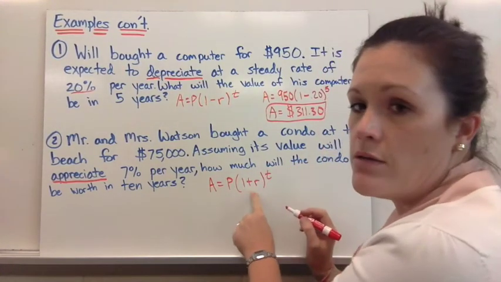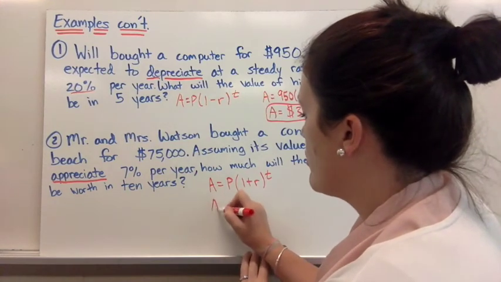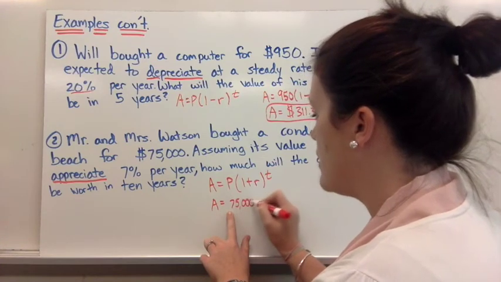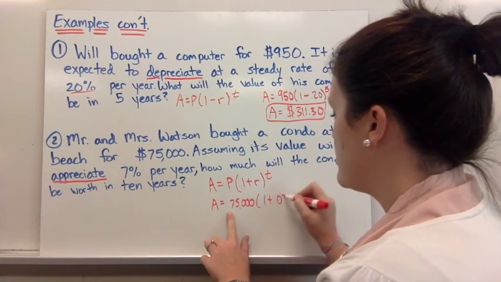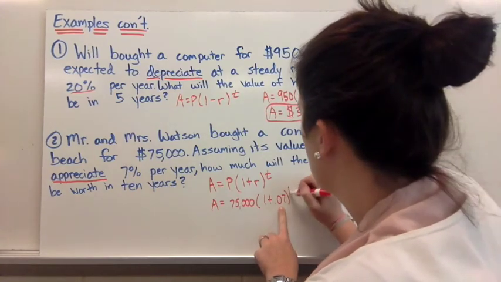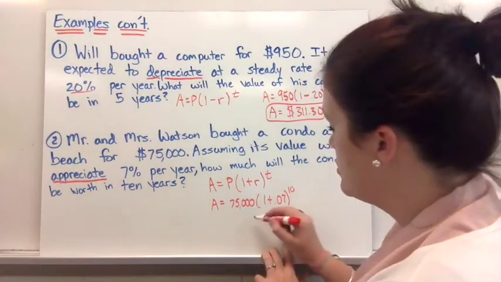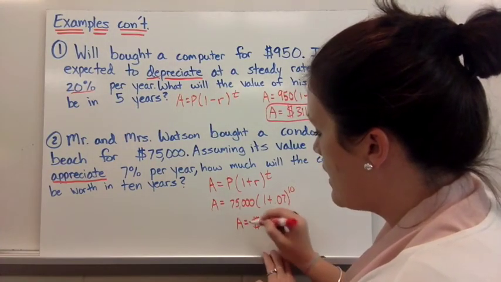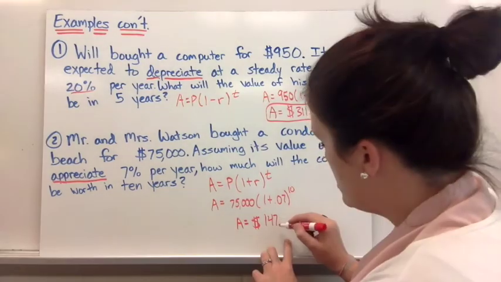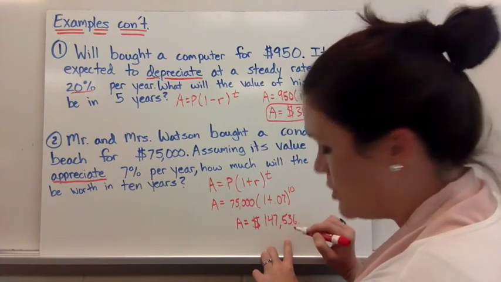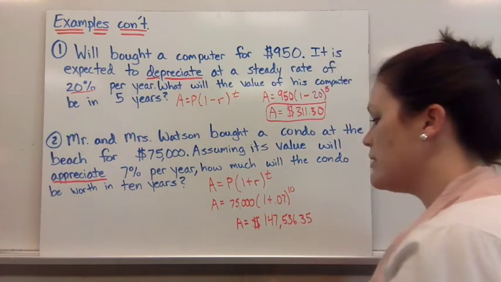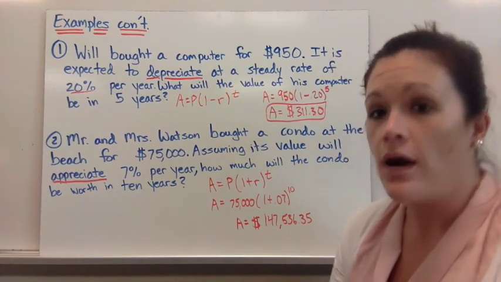So more than 1 is what we need. And so what will it be worth? We're looking for that. They started with a $75,000 investment. It went up 7%, so we put 0.07, change your percent to a decimal, and put in time as 10 years. So in my calculating, I came up with that it will be worth a whopping $147,536.35. So as you can tell, a condo at the beach would be worth an investment because it normally appreciates in value.